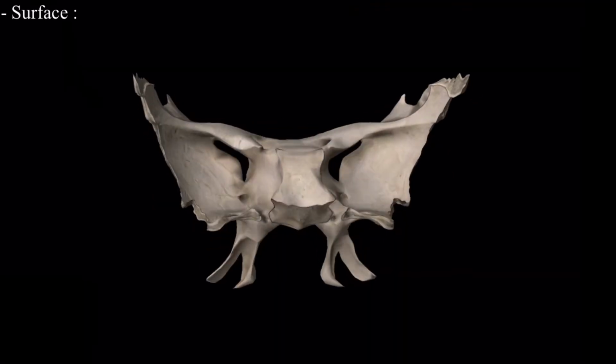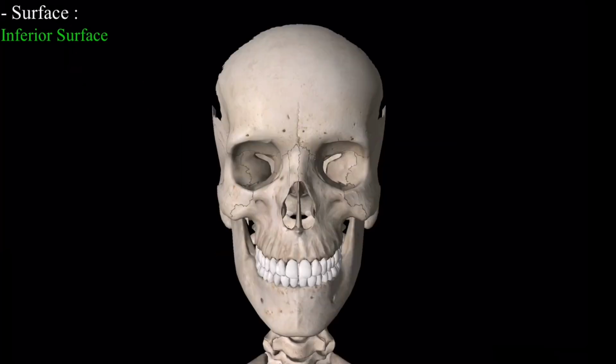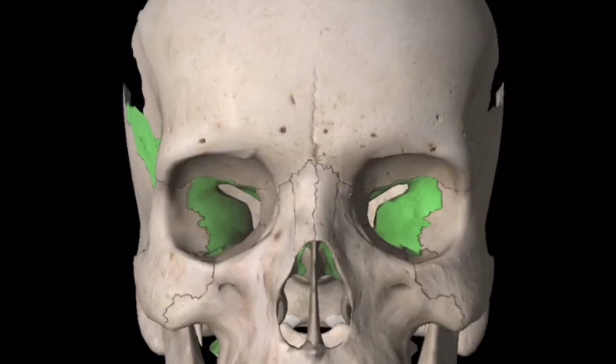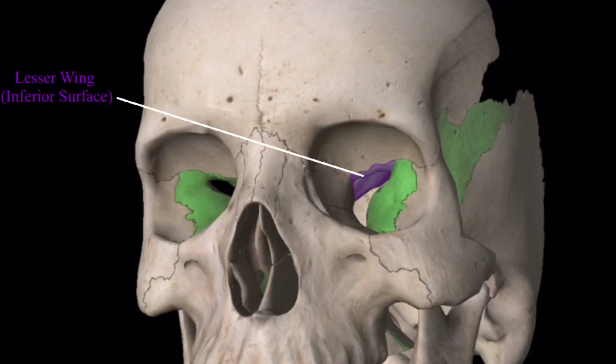Next is the inferior surface of the lesser wing. The inferior surface of the lesser wing will form the innermost part of the roof of the orbital cavity. This green is the sphenoid bone, and as you can see, this innermost roof of the orbital cavity is formed by the inferior surface of the lesser wing.